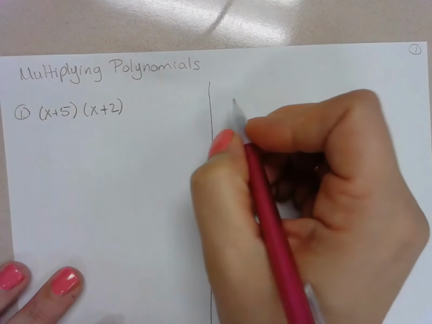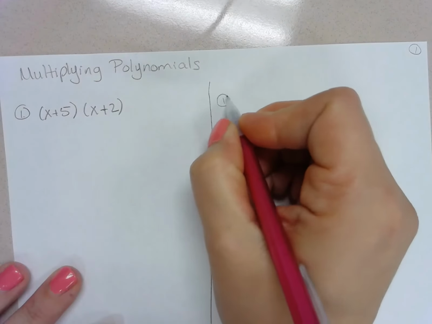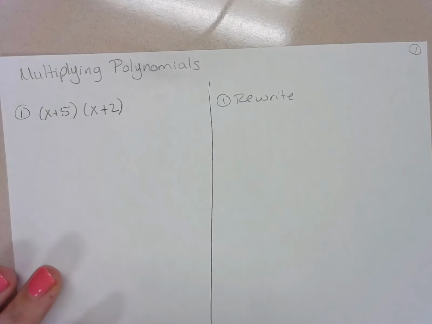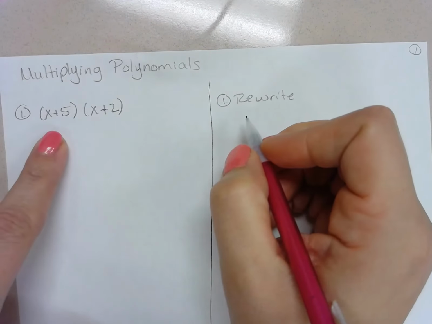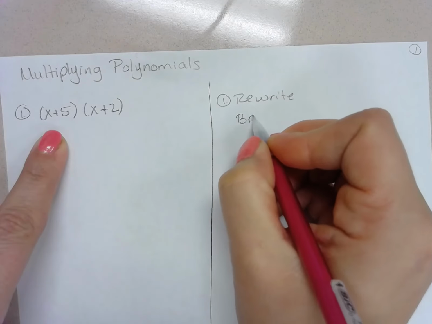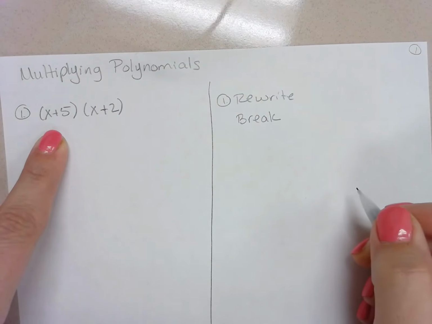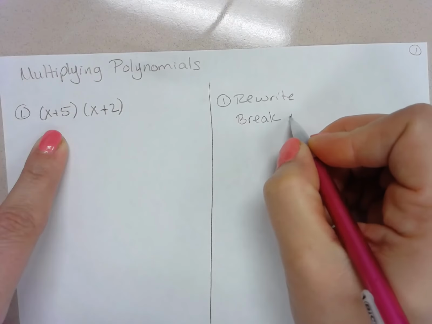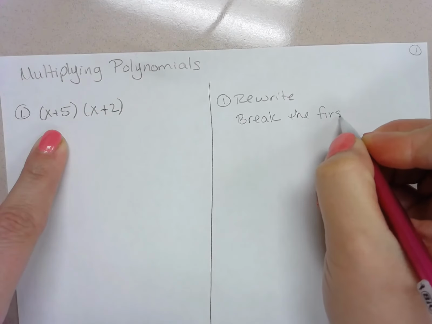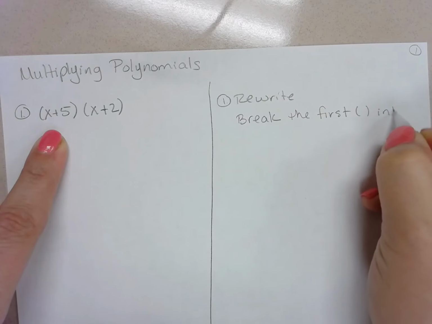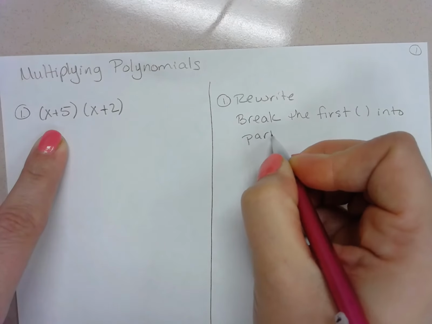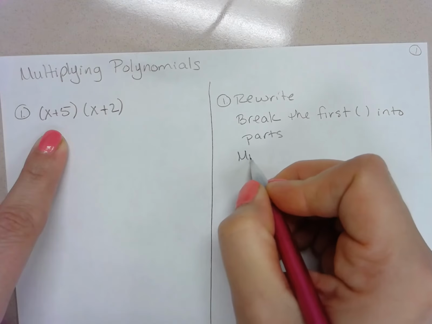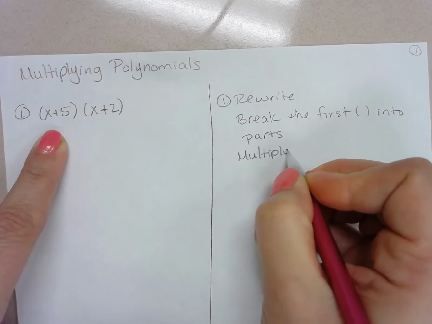And the first thing that we're going to do for all of these problems is we're going to rewrite the problem. So that's going to be the first step, is to rewrite the problem. We want to take this first set of parentheses and we're going to break it in half. So we're going to break the first parentheses into parts. And we're going to multiply the parts by the second set of parentheses.